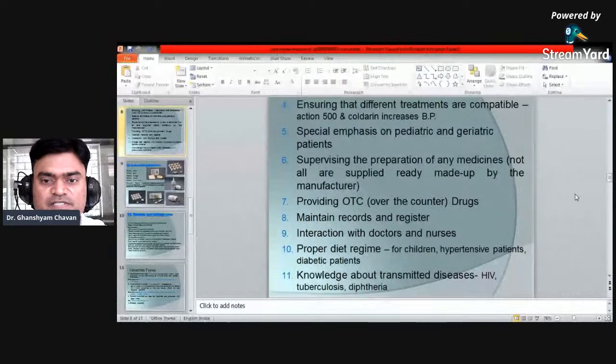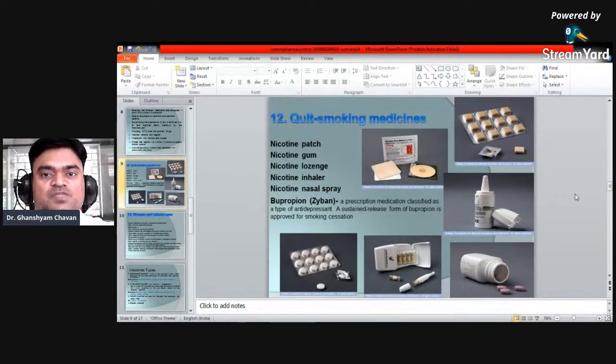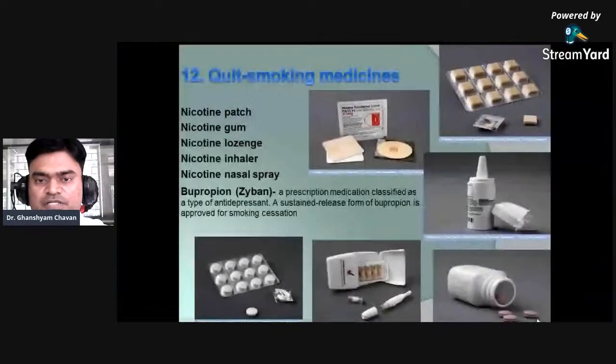Up to this point we have discussed the role of the pharmacist in educating patients or the public regarding HIV, its transmission, tuberculosis and diphtheria. Today we will go to the 12th point: quit smoking medicines. Here, students, I would like to highlight this point because a number of people are suffering from this habit.